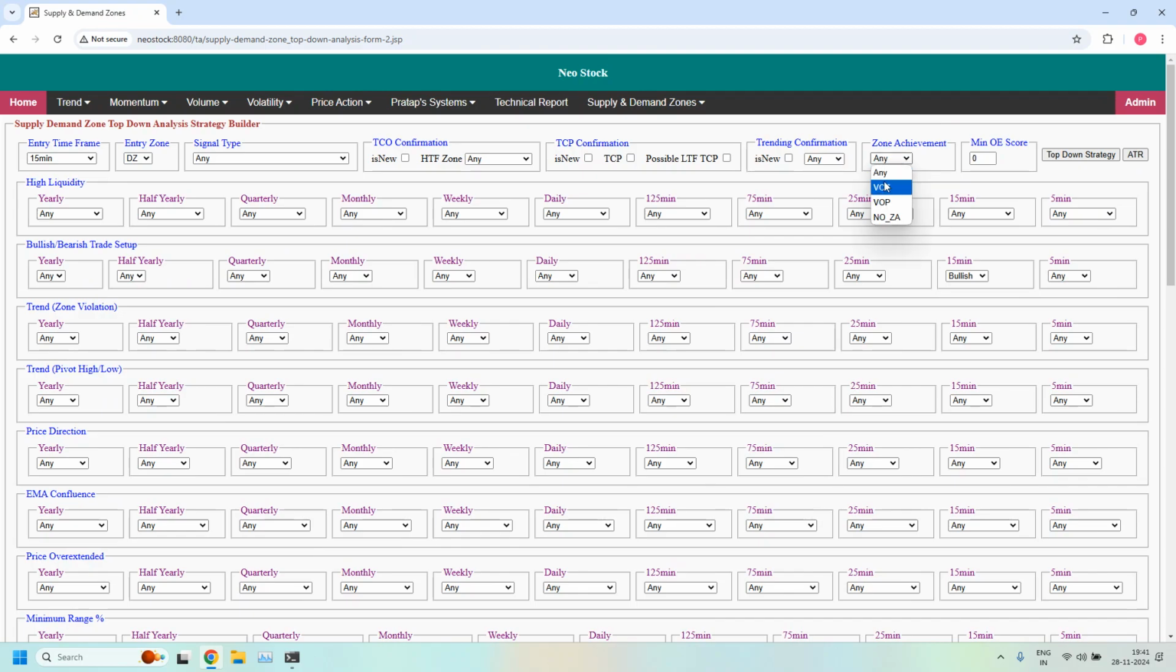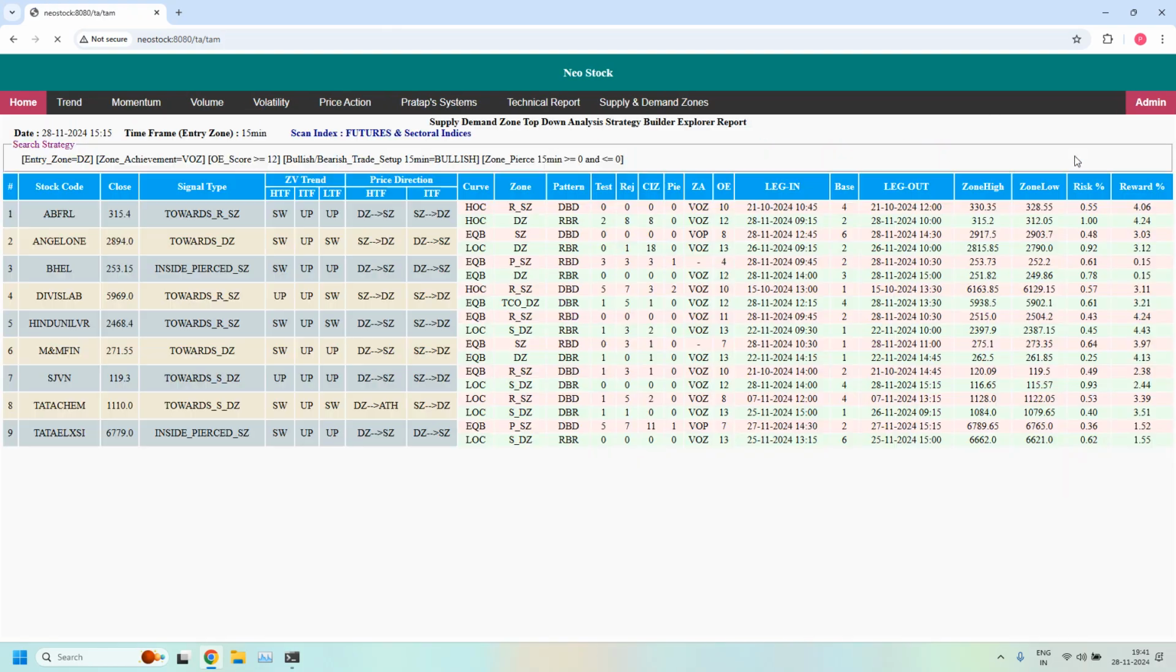Zone achievement violated opposing zone, minimum order enhancer score 12. All three filters are applied to 15 minutes demand zone. We got 9 stocks. All these 9 stocks are currently supporting bullish trade setup for daily income trade, and entry zones are 15 minutes demand zones. Out of these 9 15 minutes demand zones, there could be some high probability supported demand zones available. We need to find those stocks.